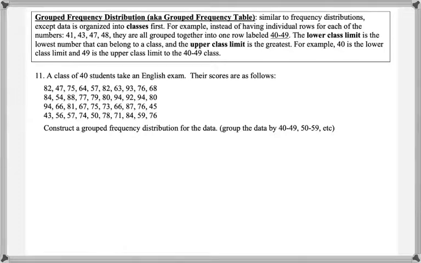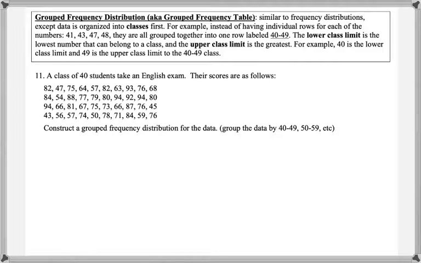Next, we're looking at grouped frequency distributions, or sometimes they're called grouped frequency tables. And these are similar to frequency distributions, except the data is organized into classes first. For example, instead of having individual rows for each of the numbers 41, 43, 47, 48, they are all grouped together into one row labeled 40 to 49, so the 40s.